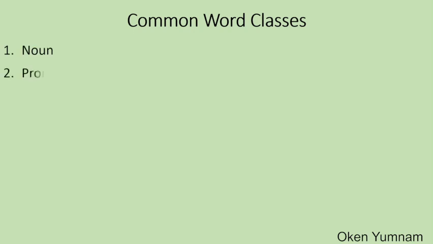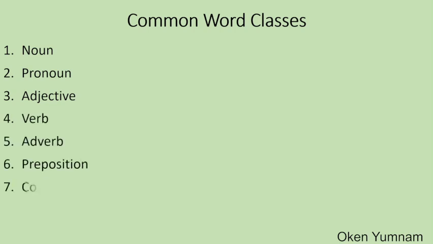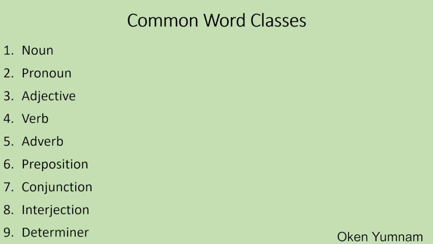Number one, we have noun, pronoun, adjective, then verb, then adverb, preposition, conjunction, and interjection. And here I'm going to add another category, determiner. Some books you will find only up to 8. They call it parts of speech, and some grammarians add determiner also. Here I will add determiners. So let's see what these classes of words are.